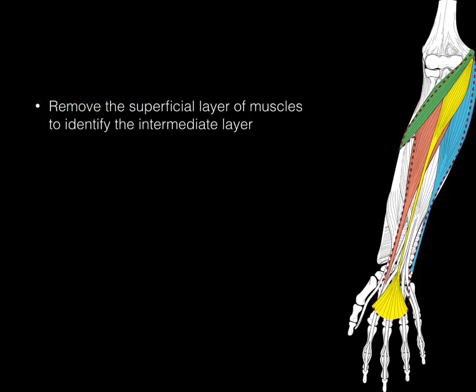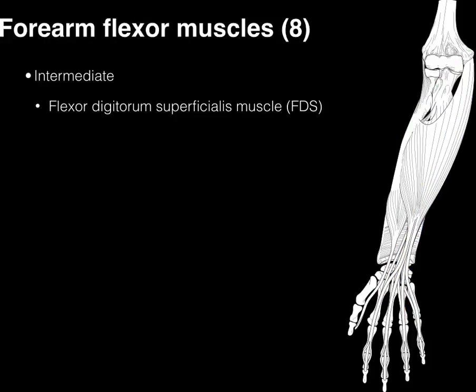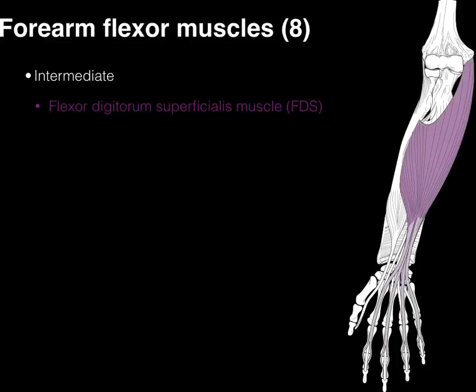Now we're going to remove the superficial layer of muscles and get them out of the way, and then the intermediate, there's only one. It's the flexor digitorum superficialis, or FDS. It arises from 2 heads, the medial epicondyle of the humerus, as well as the radius. And then those 4 tendons converge in the carpal tunnel, and then they insert into the fingers, into the digits and the middle phalanges.